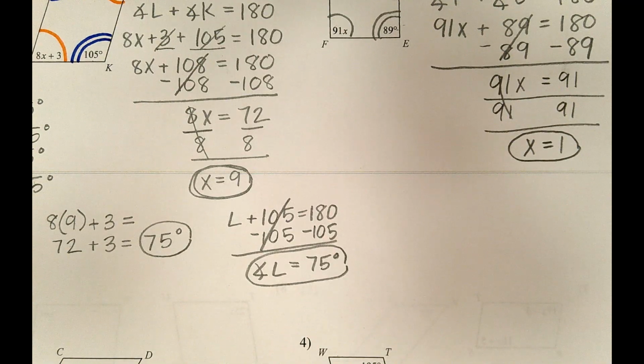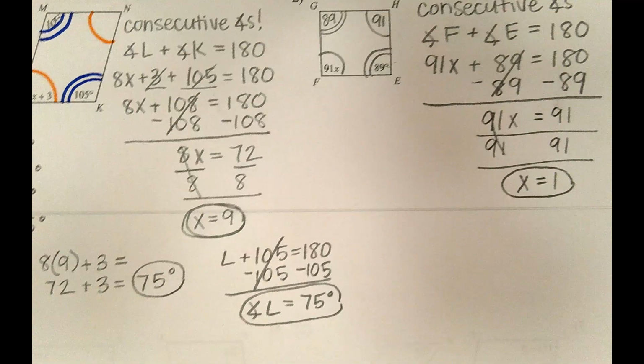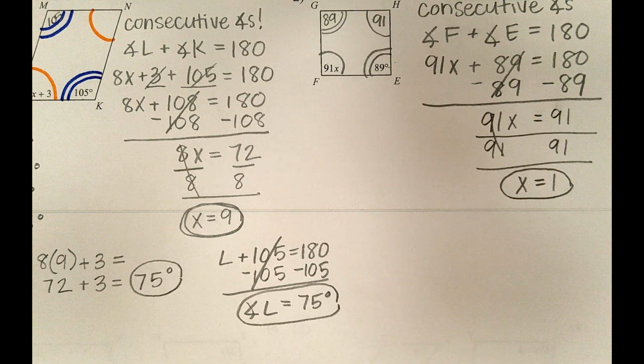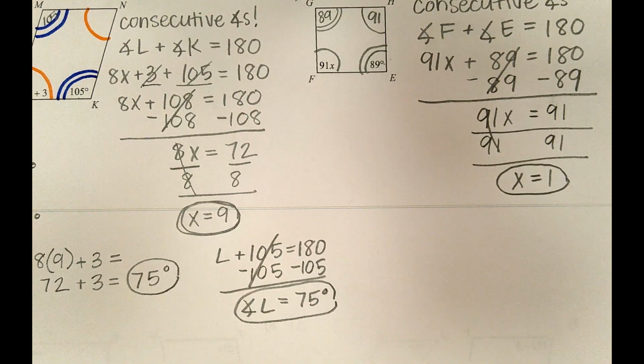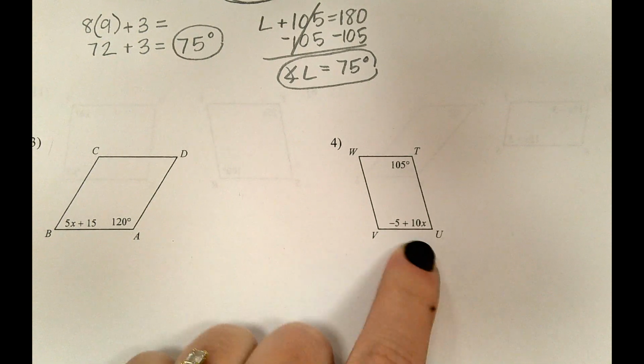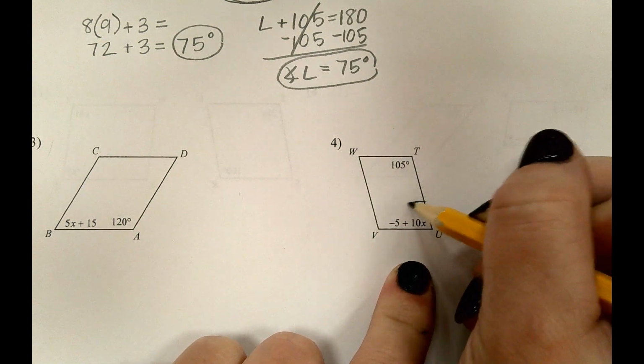Now, some of these, because of the way the picture is drawn, it can be a little bit tough to tell whether they are opposite or consecutive. For example, number 4, we have a larger value. This is angle U.